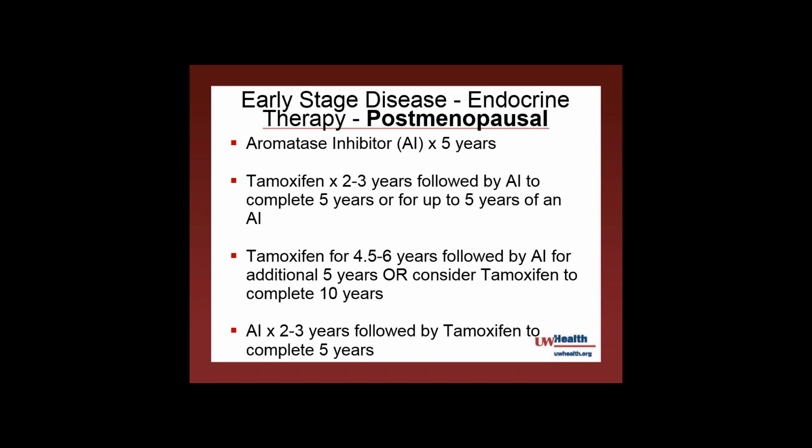Another option is up to about 5 years of tamoxifen, followed, because we have patients that got that and then we switched them to an aromatase inhibitor and we have results for them, followed by an aromatase inhibitor for 5 years, or consider tamoxifen to complete 10 years if you have a recurrence in that 10-year period. Or you can use the aromatase inhibitor for 2 to 5 years, followed by tamoxifen to complete 5 years. So all of those are recommendations.